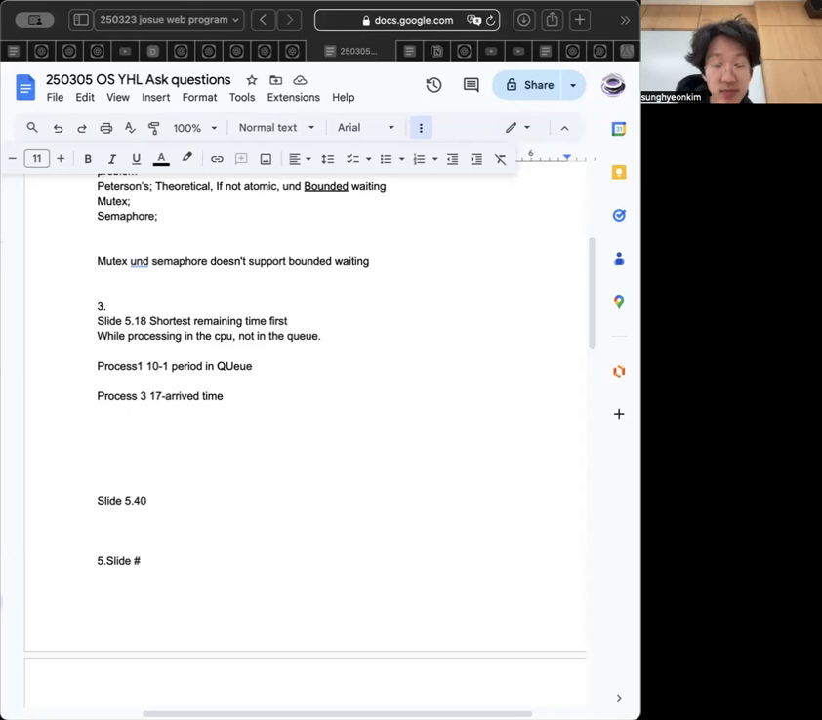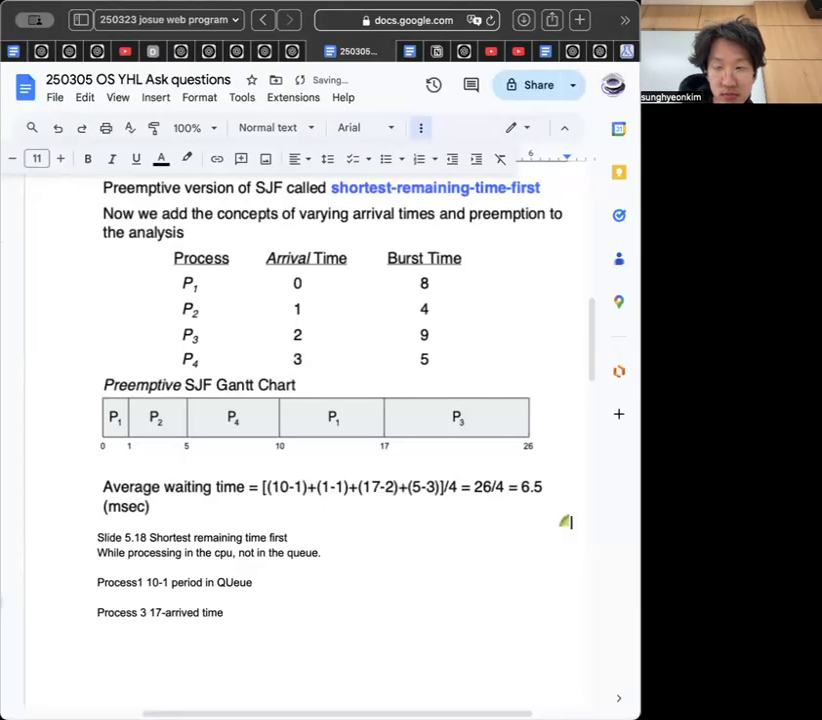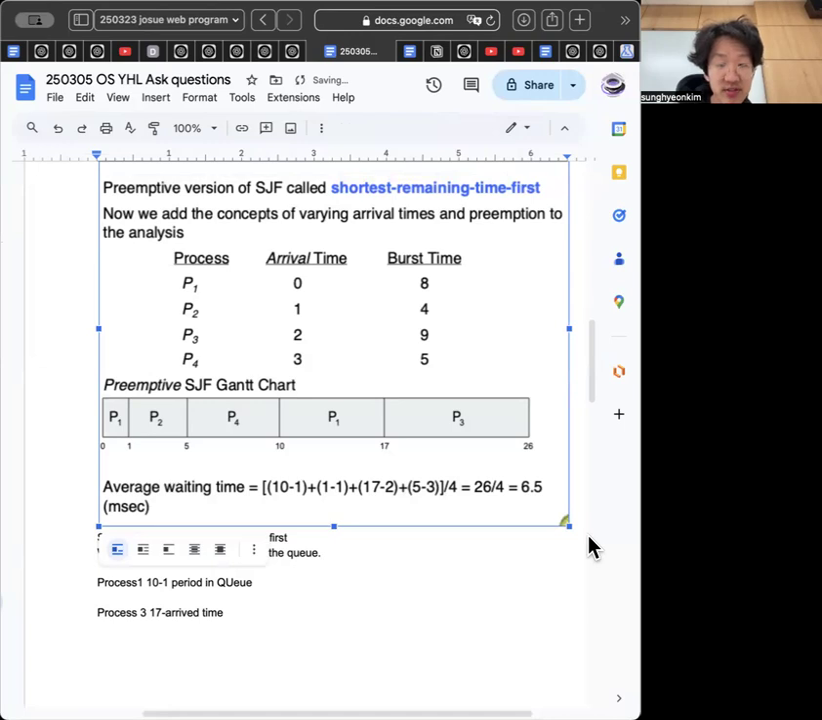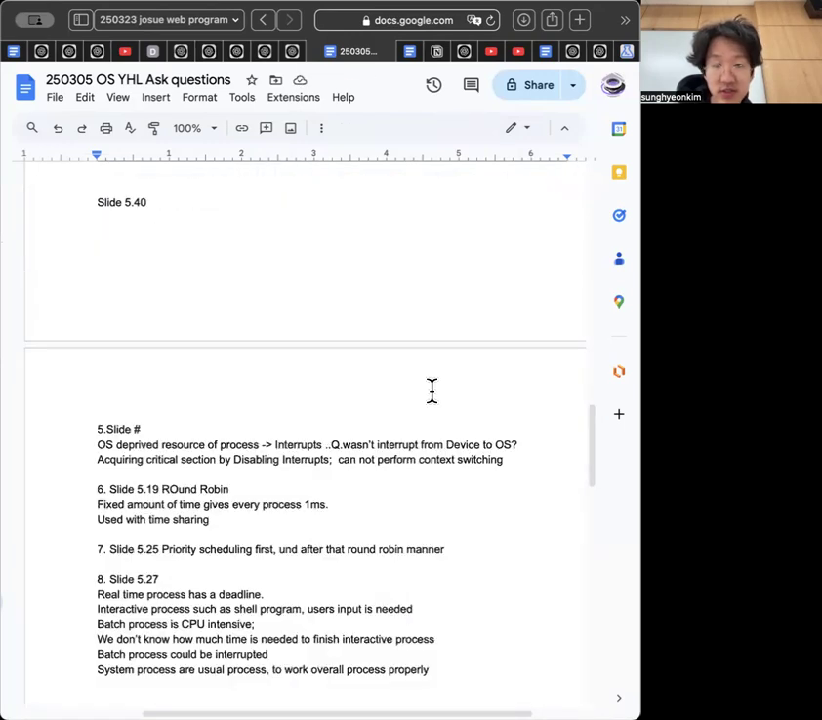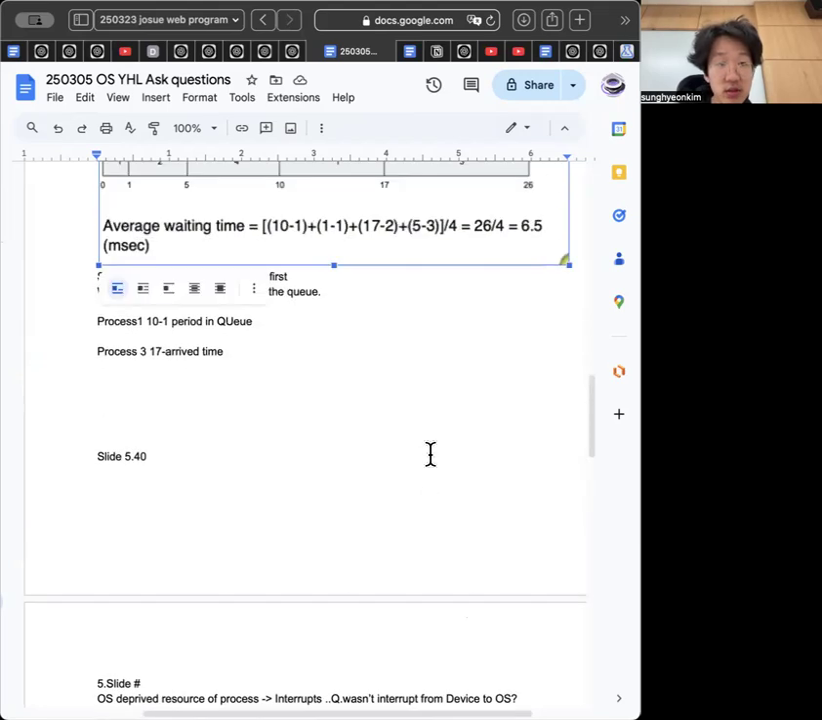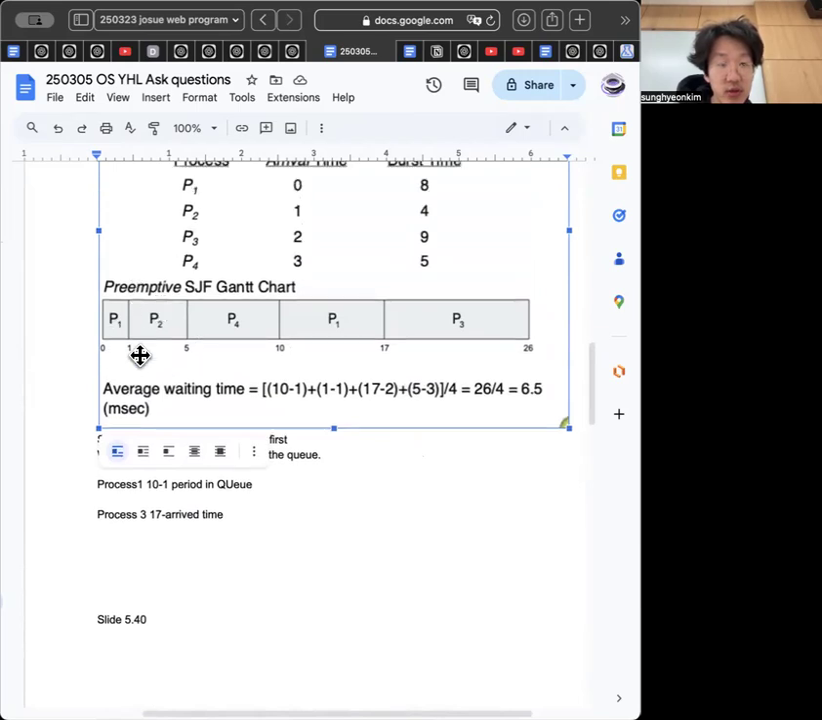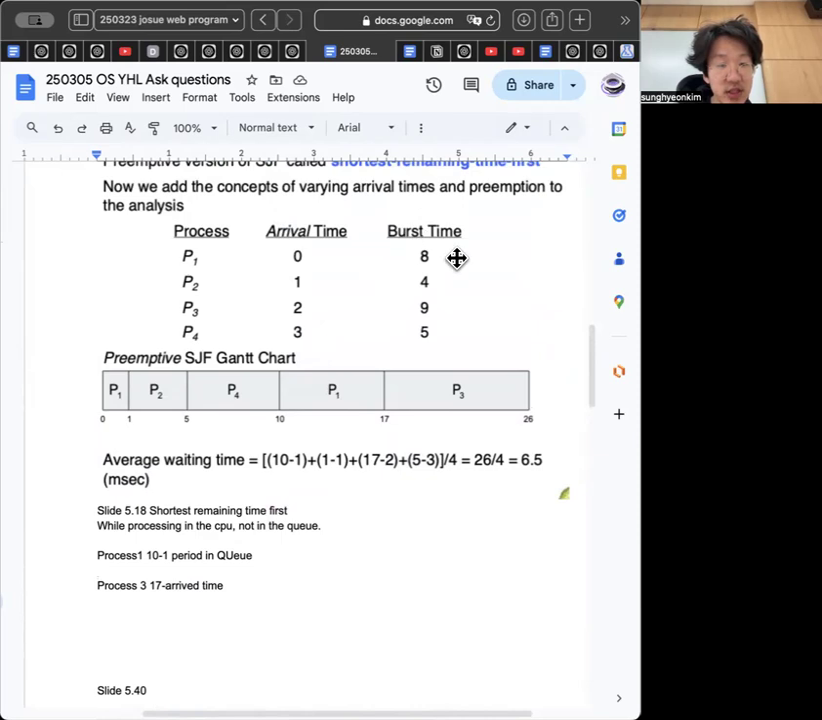Shortest remaining time first. If you see the picture of how shortest remaining time first works, it's the preemptive version of SJF, which means while it is processed in the CPU, it doesn't exist in the queue. If you calculate the average waiting time, for P1, it arrives at time 0, and it exists from here to here. So it should wait for 10 minus 1, 9 milliseconds.